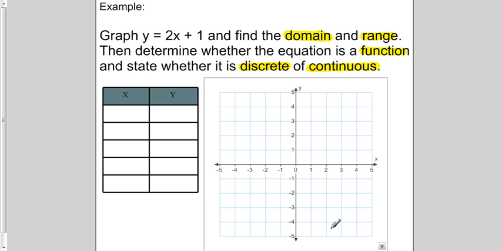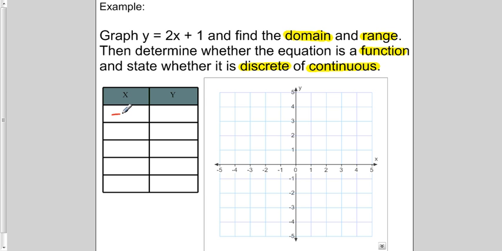Let's try another graph. This time we're going to graph the function y equals 2x plus 1. Find the domain and range. Determine if it is a function, I kind of gave that away, and then state if it's discrete or continuous. Now in this case, we aren't given any specific x or y values, and so I suggest that we just start with the standard -2, -1, 0, 1, and 2. Those can be our x values or our inputs.